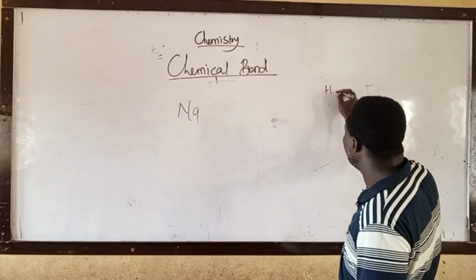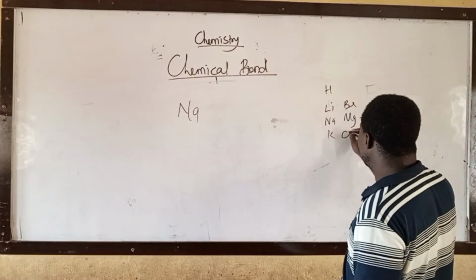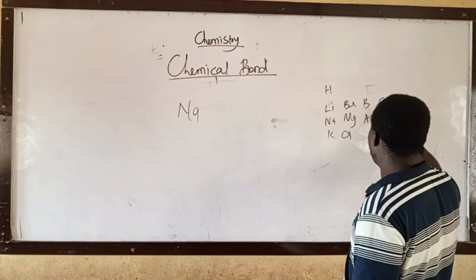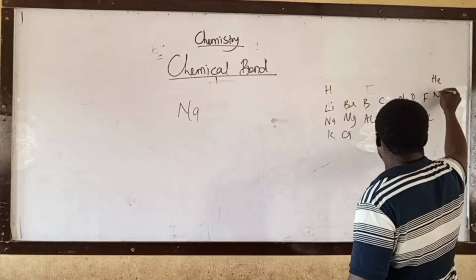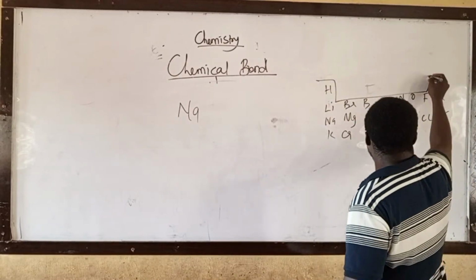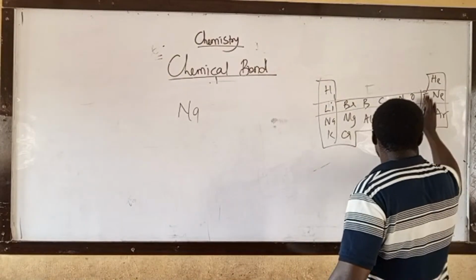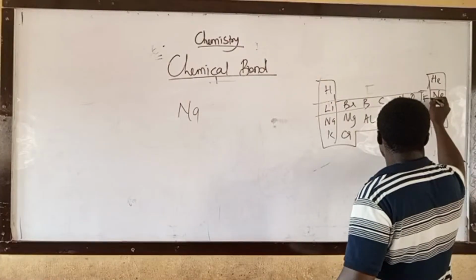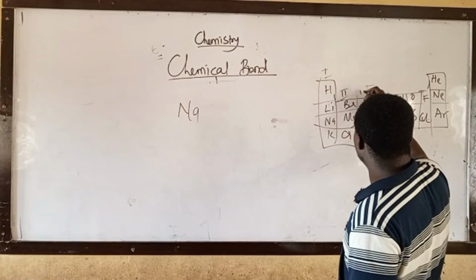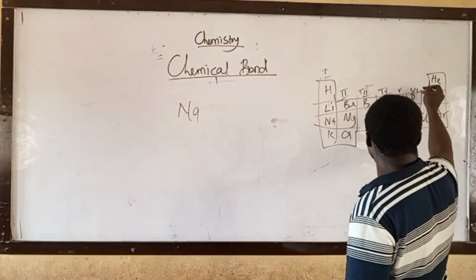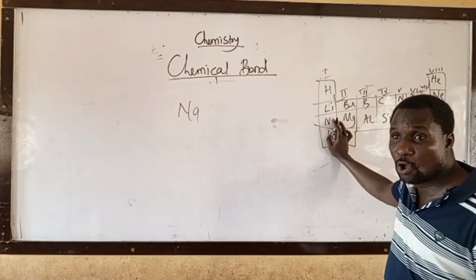Look at this. Hydrogen, lithium, sodium, potassium, beryllium, magnesium, calcium, carbon, silicon, nitrogen, phosphorus, oxygen, sulfur, fluorine, chlorine, helium, neon, argon. Periodic table of the first 20 elements. I've given you this before, but I want to use it for something. Look at this. Fluorine, chlorine. This is group 1, group 2, group 3, group 4, group 5, group 6, group 7, group 8. This is sodium. Sodium can be found in what group?